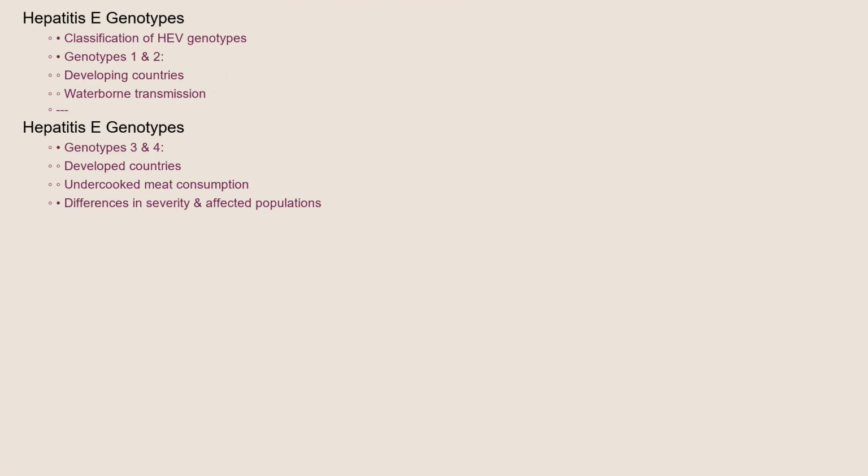Hepatitis E is generally classified into different genotypes. Genotypes 1 and 2 are typically found in developing countries and are transmitted through contaminated water. Genotypes 3 and 4 are more common in developed countries and are often linked to the consumption of undercooked meat products. These genotypes can also differ in their severity and the populations they affect.